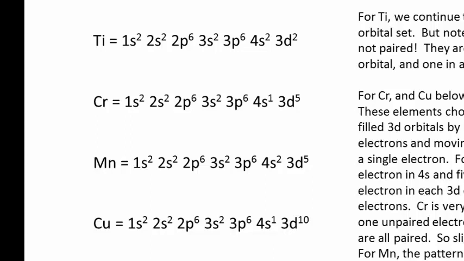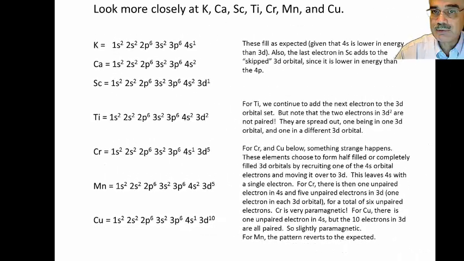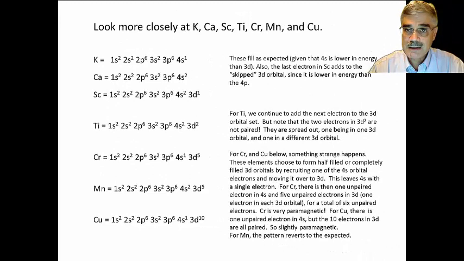As we said, when we go to copper, the same type of thing happens. You might have expected copper to be 4s2, 3d9, but instead, it recruits 1 of the electrons in 4s2, bringing it into the 3d orbital to form 3d10, a completely filled 3d orbital subshell, leaving 1 unpaired electron in the 4s orbital of copper. You add 1 more electron to form zinc, you pair up the 4s to form 4s2, and zinc is diamagnetic.